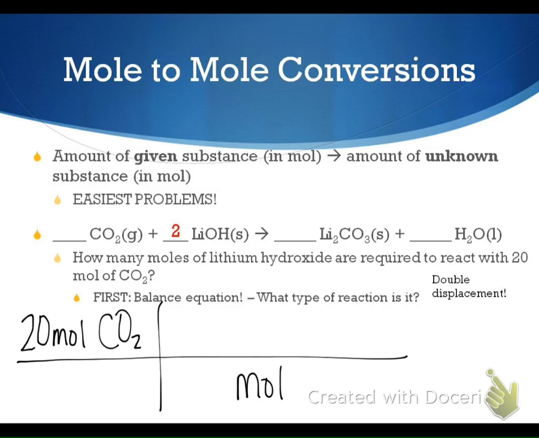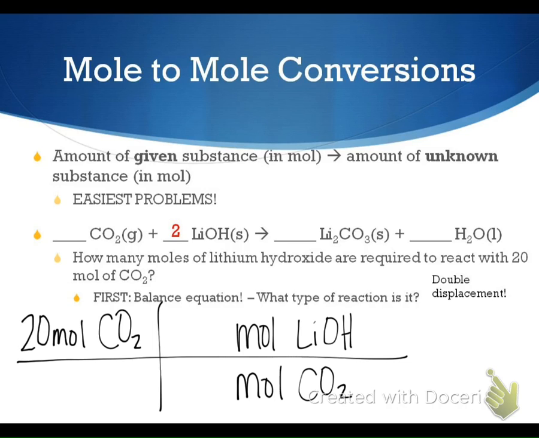So we want to cancel moles of CO2, which means it needs to go on the bottom. We want to go to moles of lithium hydroxide, so that can go on top. Are we clear up to this point? We started with moles of CO2. We want to get rid of it, so that needs to go diagonal, remember, so they can cancel. We want to get moles of lithium hydroxide. That's where our goal is to be, so we put that on top.